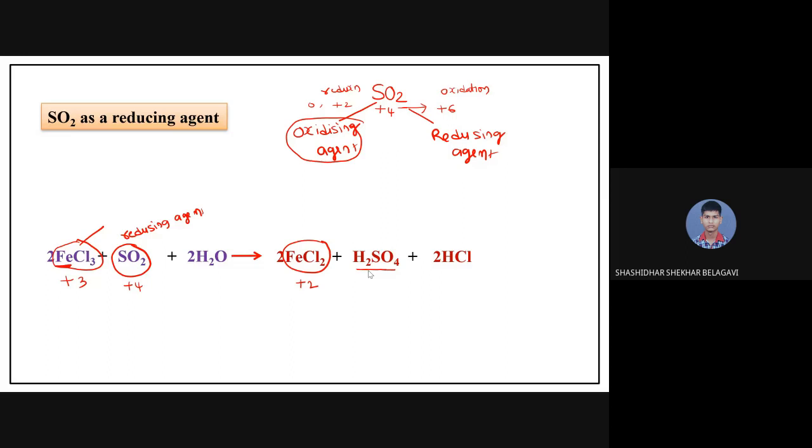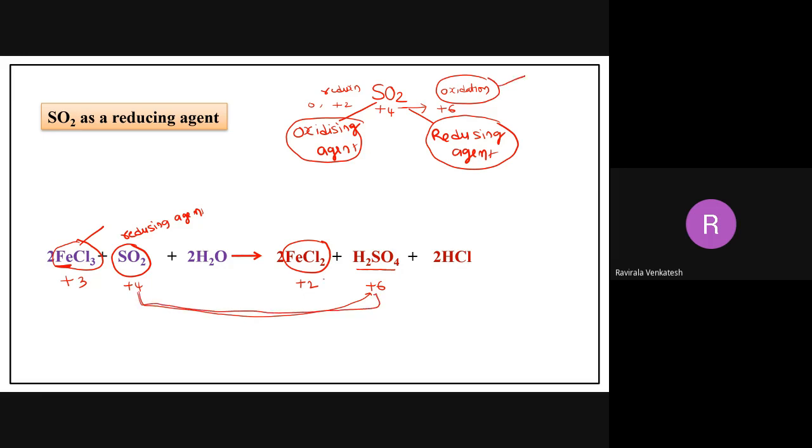Plus 6. +6, right? Now look, sulfur is undergoing what reaction? Oxidation. The substance which acts as a reducing agent undergoes what type of reaction, beta? Oxidation. Here is the proof, see: +4 is converting into +6. That means SO2 will convert into H2SO4, FeCl3 will convert into FeCl2, and the byproduct you are going to get is 2 moles. In this way you have to practice the reaction better.